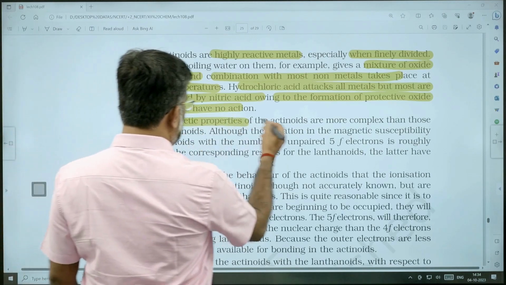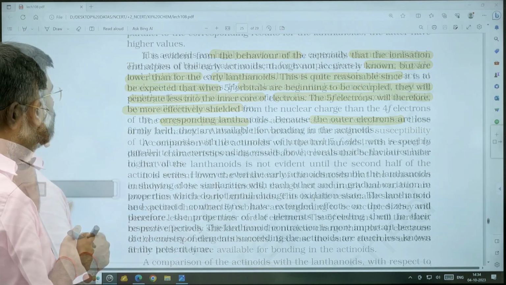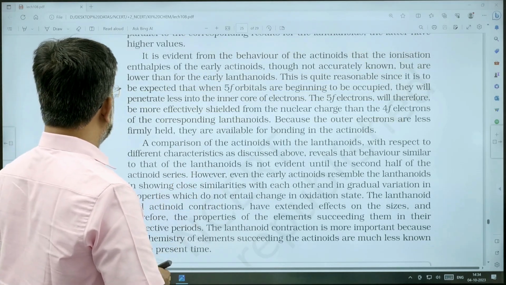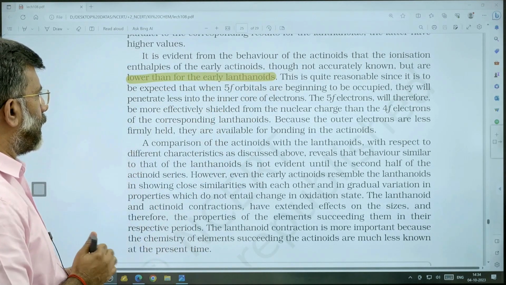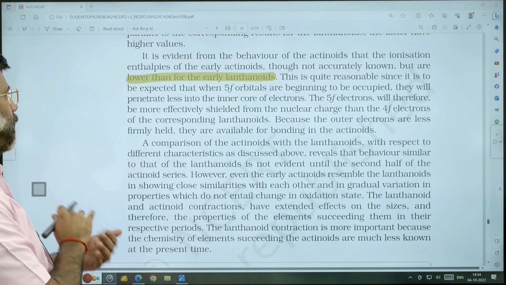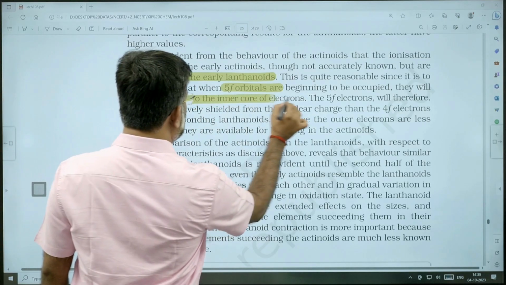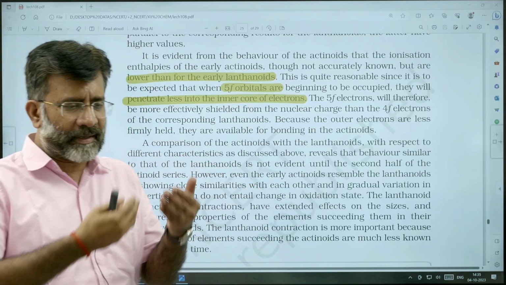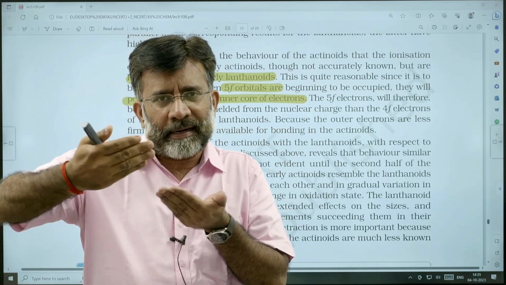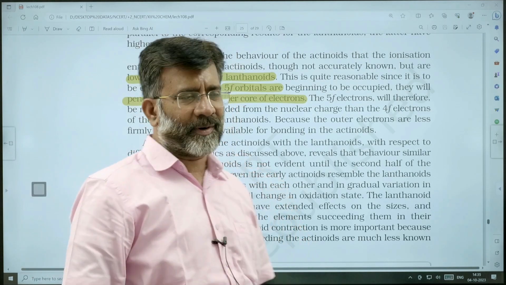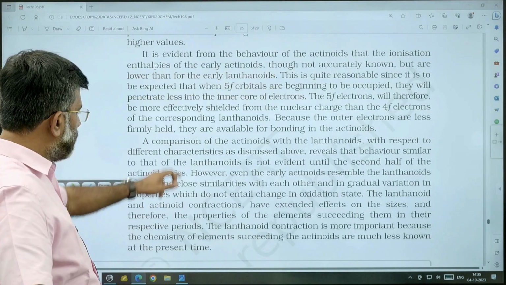Magnetic properties, not much discussion because it's more complex. Their ionization enthalpy is expected to be lower compared to early lanthanoids. The 5f orbitals penetrate less into the inner core. 5f orbitals are more available at the periphery of the atom. Therefore, they interact more with the environment. Very important point. That's all from the aspects of actinoids.